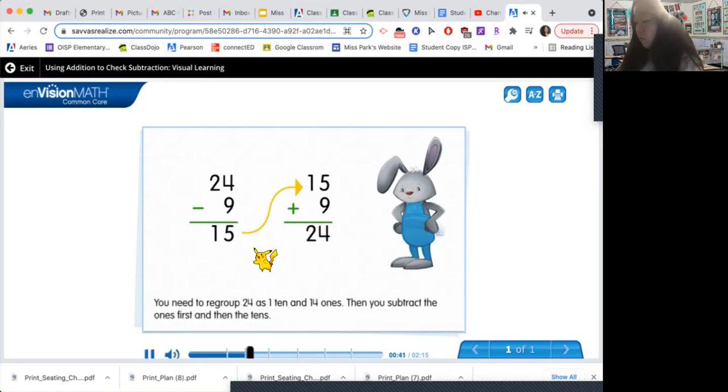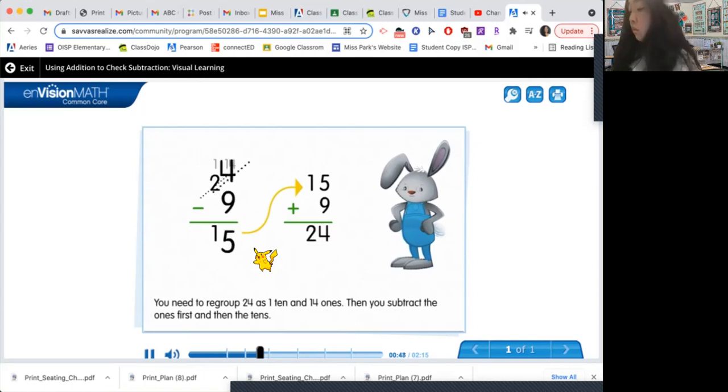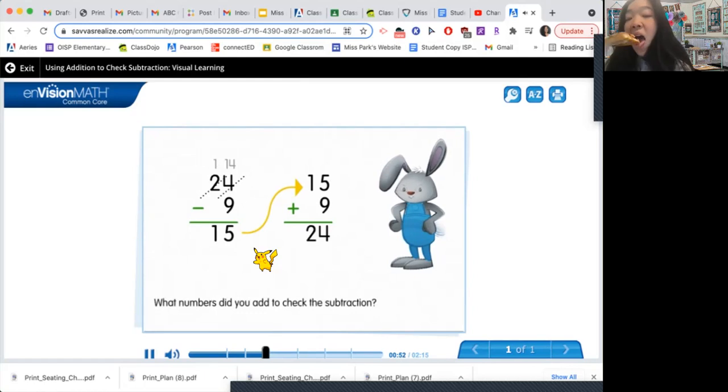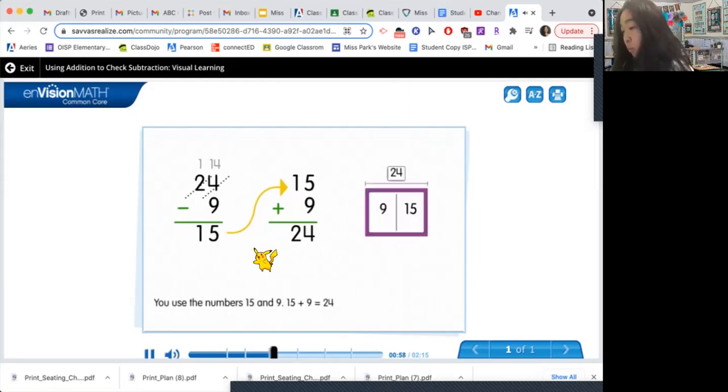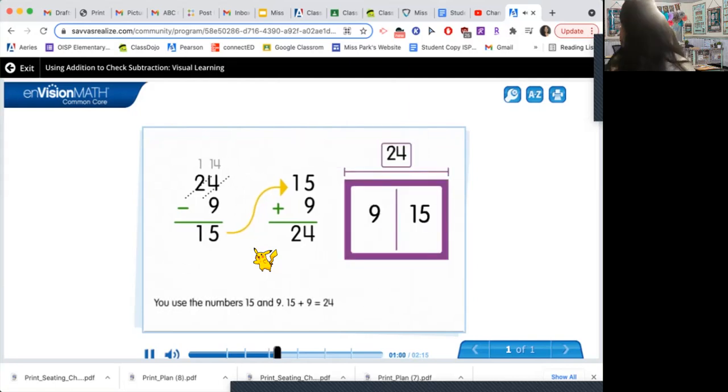You need to regroup 24 as 1 ten and 14 ones. Then you subtract the ones first and then the tens. What numbers did you add to check the subtraction? You use the numbers 15 and 9. 15 plus 9 equals 24.